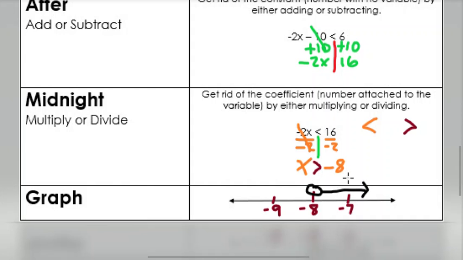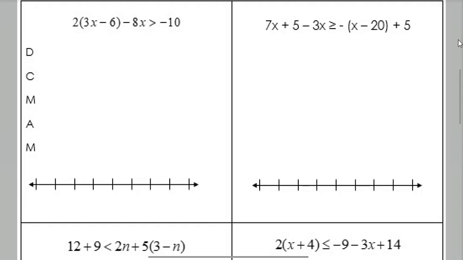x is greater than negative 8. And that's what it looks like on a number line. All right, let's try another example.